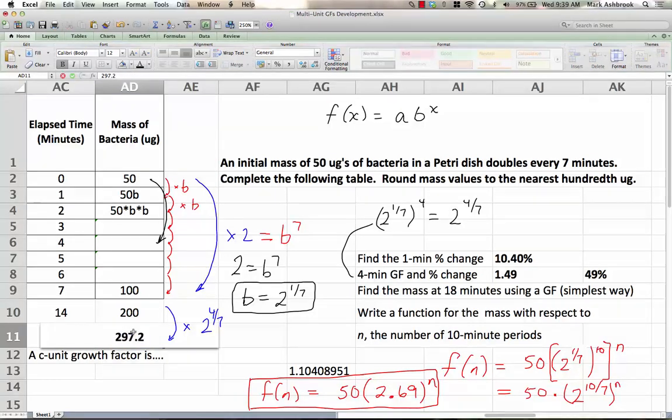So 297.2 is a better approximation for that. Other questions on this?